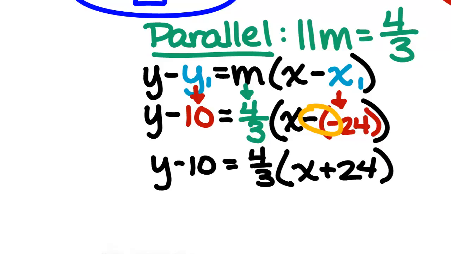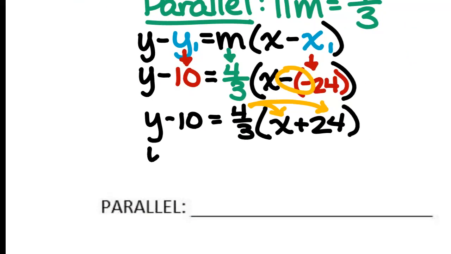Is that in slope-intercept form? No. What do I need to do to get it there? Have to distribute first. And the distributing has to happen to both of the numbers. One of the things I noticed on the skills check is some people are distributing to the X, but they're not distributing to that second number. That does change your answer, and it does make a difference.